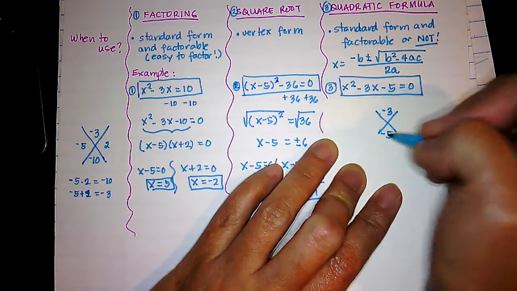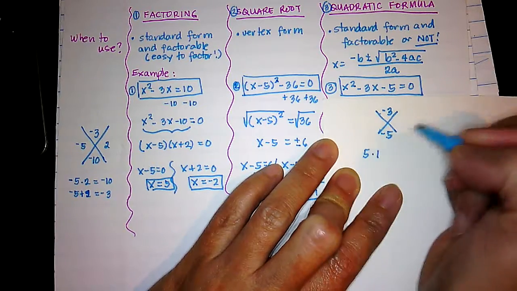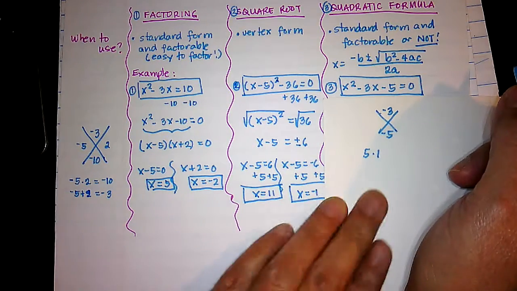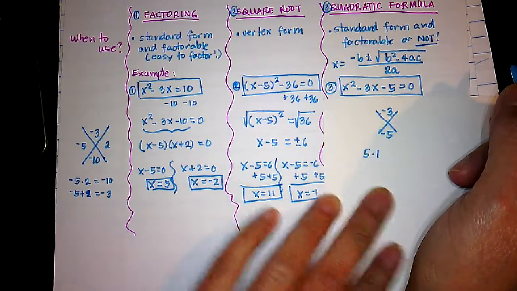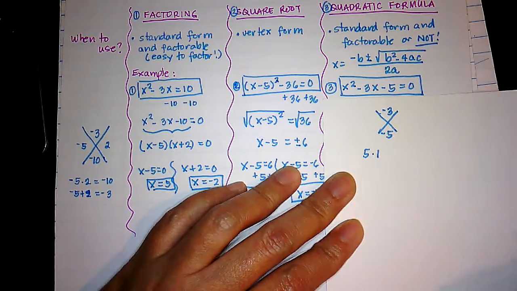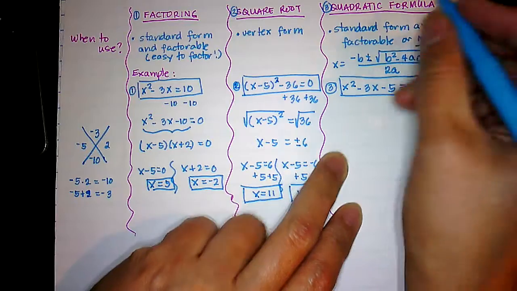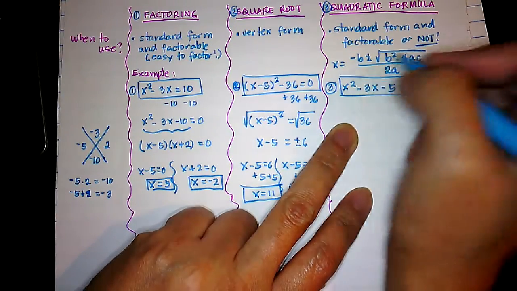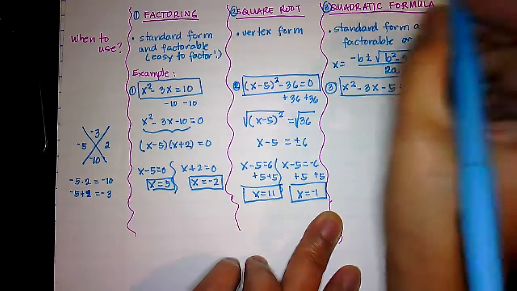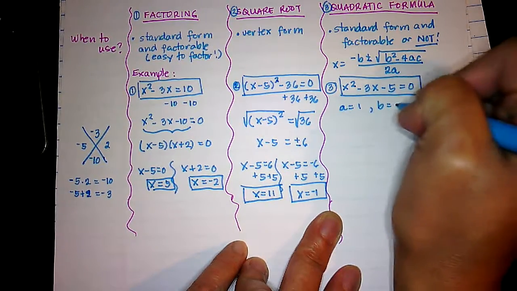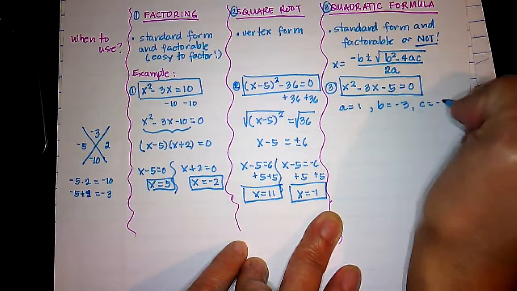Why? Because there are only two factor pairs of 5: 5 times 1, or negative 5 times 1. When you add these, it's 6. When you subtract, it's 4. And one is negative. So in other words, there's no way that I can find negative 3 as a sum. Then the first step is to use the quadratic formula, identifying your a, b, and c, which are the coefficients of your left side. So a is 1, b is negative 3, and c is negative 5.